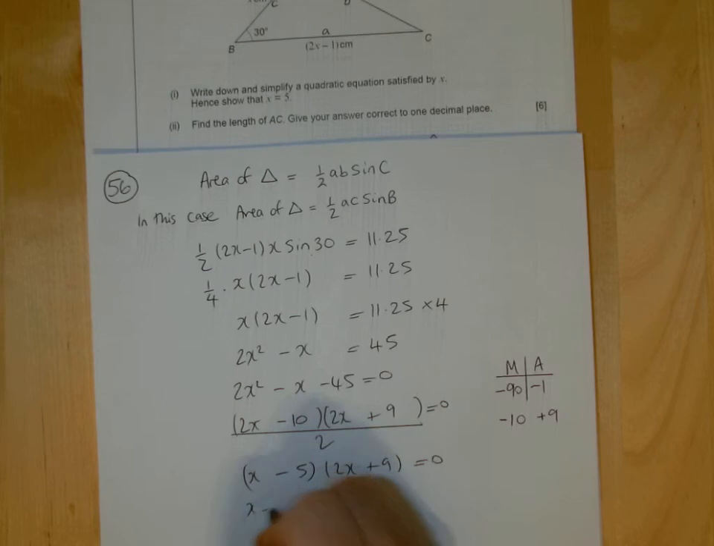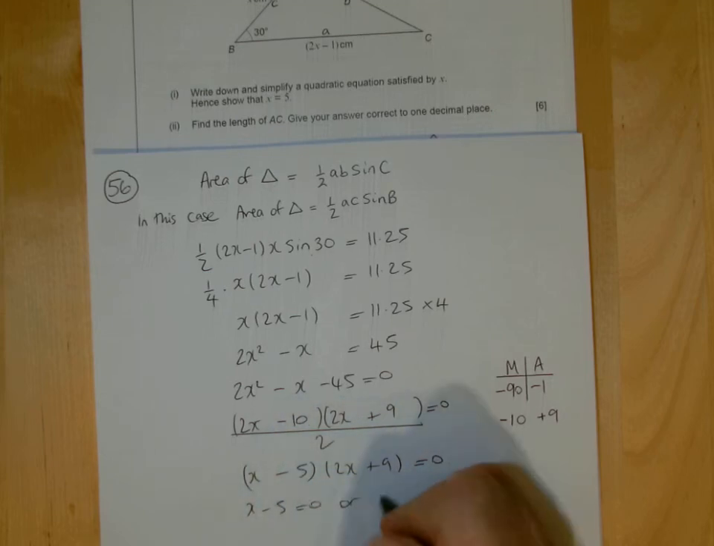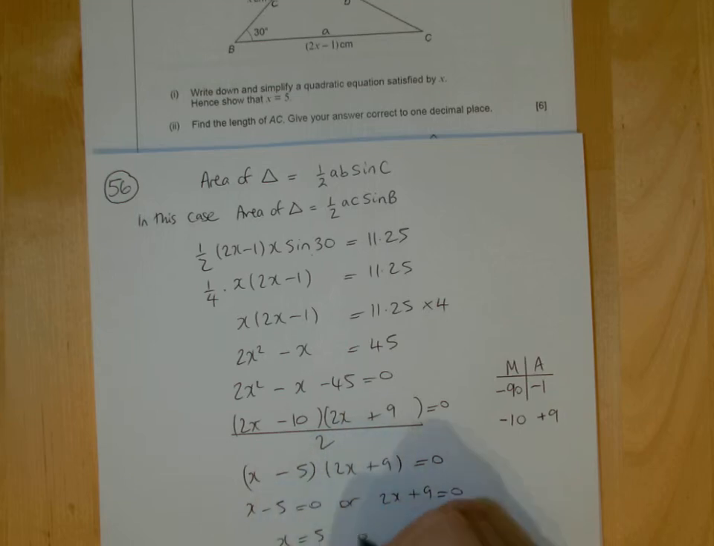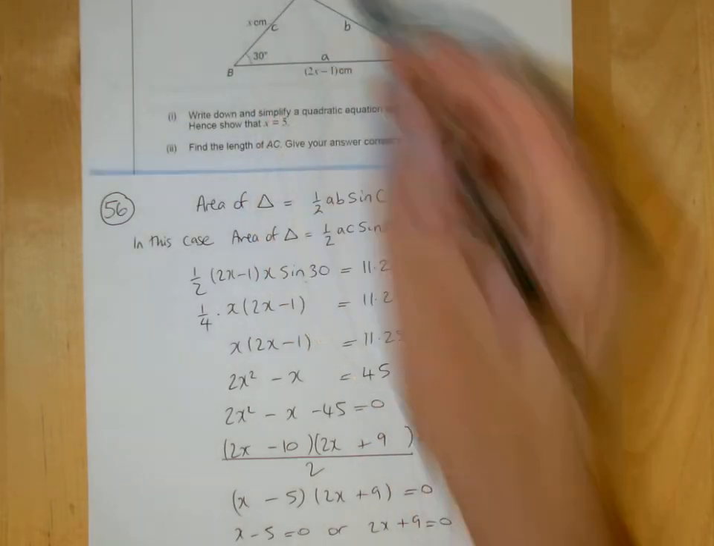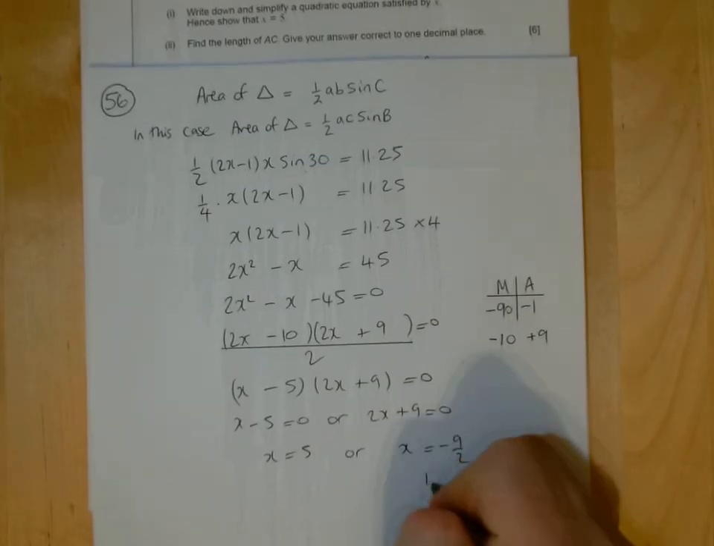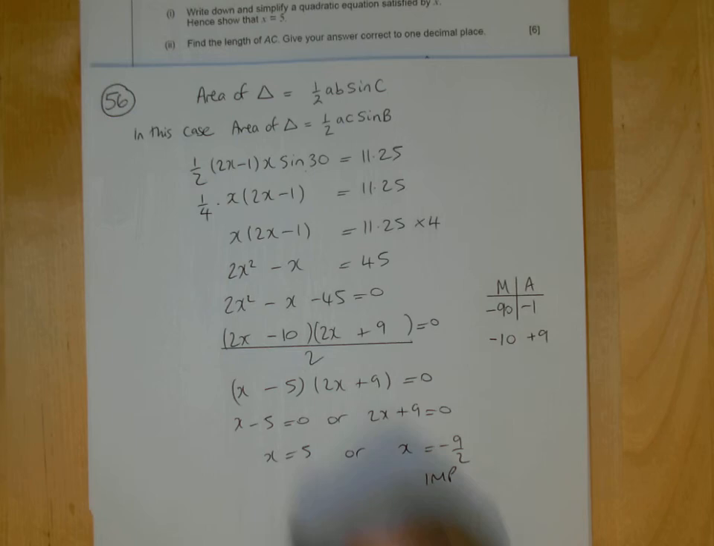So either x minus 5 equals 0 or 2x plus 9 equals 0. That means x is equal to 5 or x will equal minus 9 over 2. Now clearly, because x here, for instance, represents that length there, it can't be negative, can it? So this here is impossible. So therefore x is equal to 5 as stated.